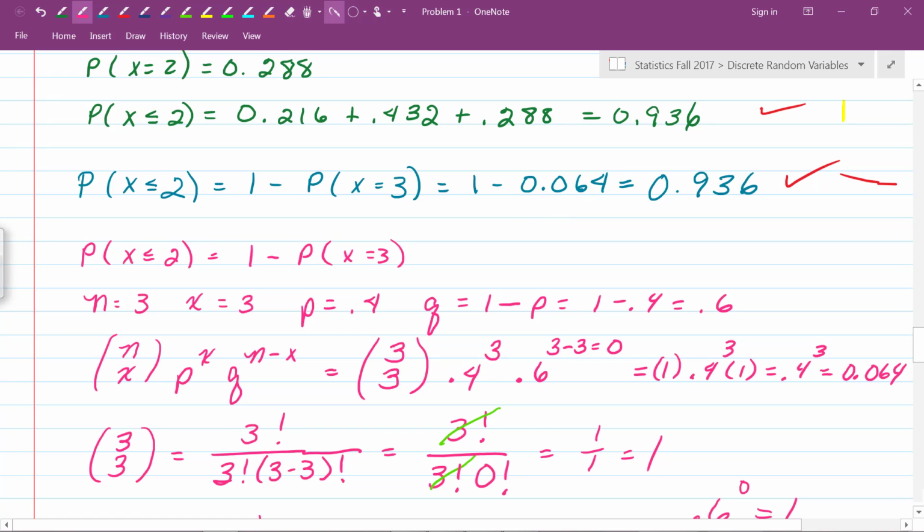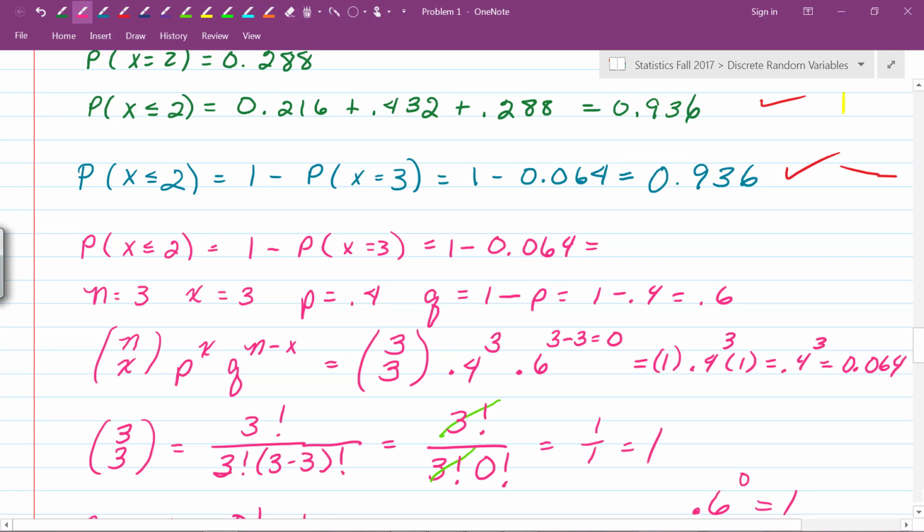So let's go ahead and write that in. We know that the probability that x is less than or equal to 2 is equal to 1 minus 0.064. We simply change a sign on that and add 1, and we find that the probability of having 0, 1, or 2 successes is equal to 0.936. How easy is that? Pretty easy, isn't it? So we've discussed 2 ways of solving this.